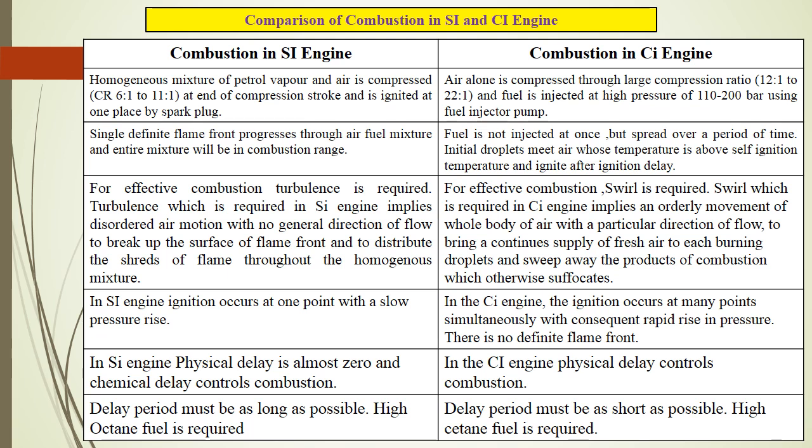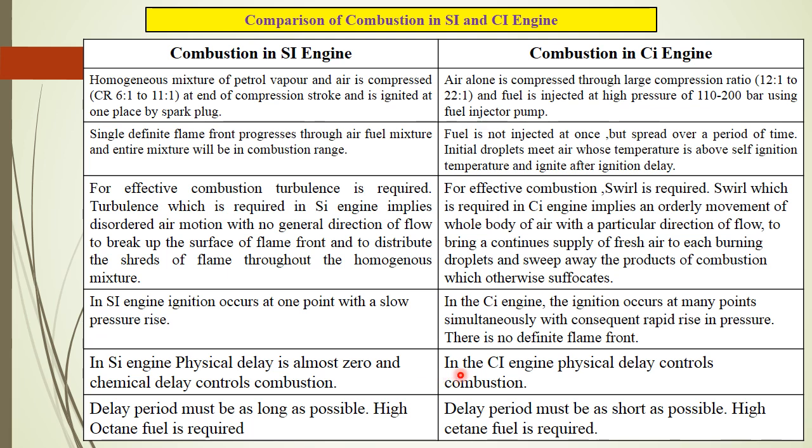Then in SI engine, ignition occurs at one point with slow pressure rise. But in CI engine, ignition occurs at many points at various locations, and because of that, it results in a rapid, uncontrolled pressure rise, because there is no definite flame. Next, in SI engine, the physical delay period is almost zero, and the chemical delay period controls the combustion.